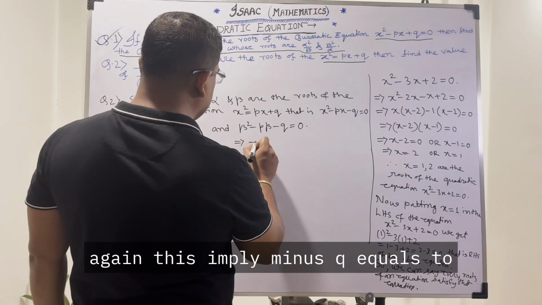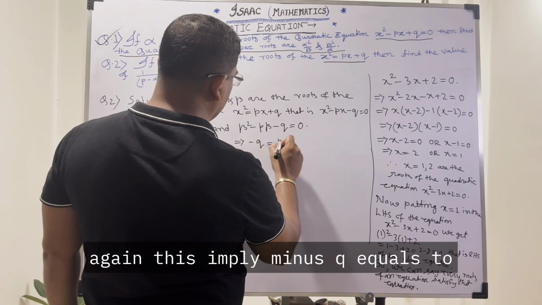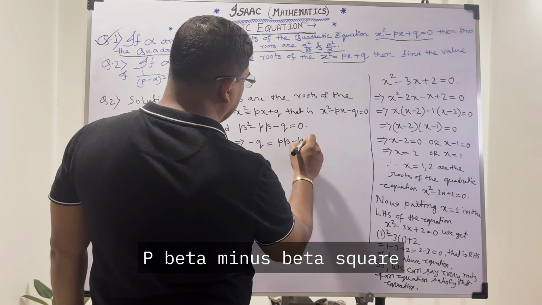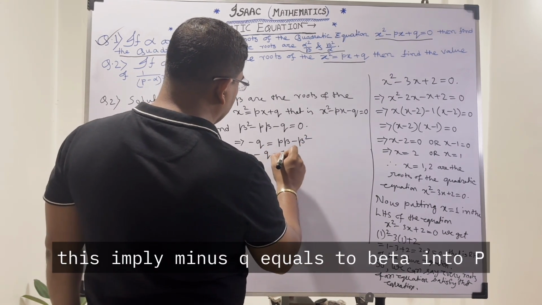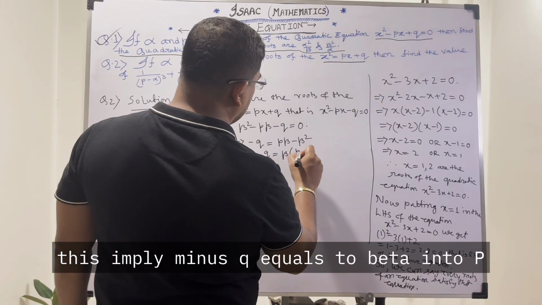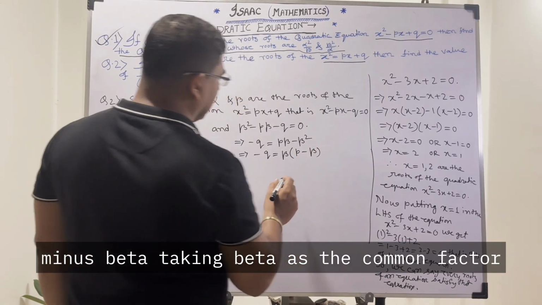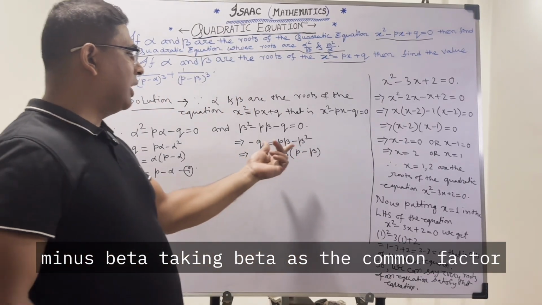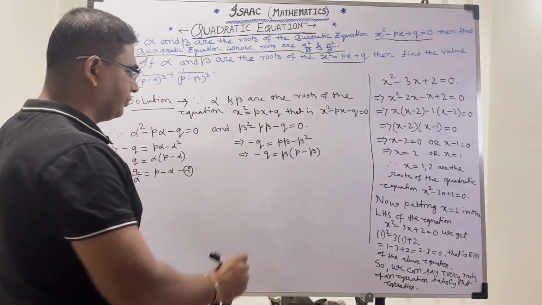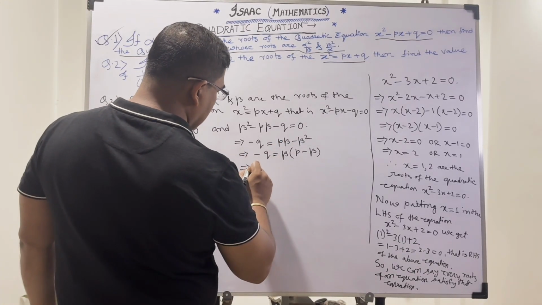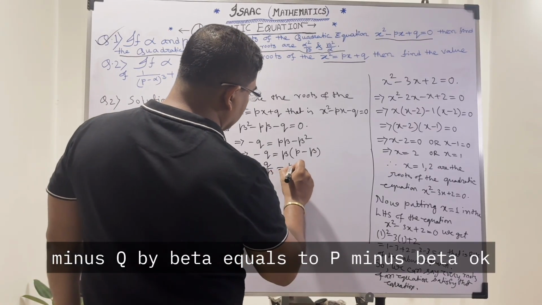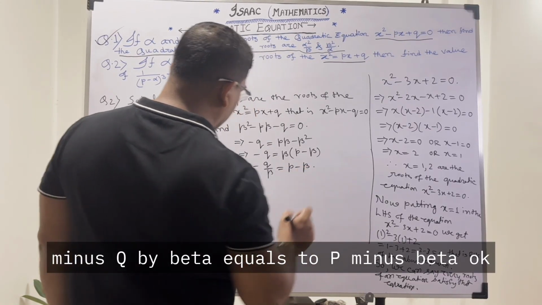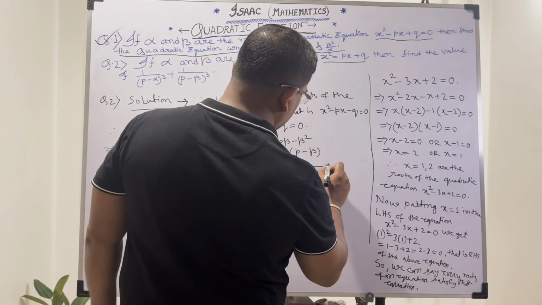Again, this implies minus q equals p beta minus beta square. This implies minus q equals beta into p minus beta, taking beta as the common factor from these two terms. This implies minus q by beta equals p minus beta. Okay, this is number 2.